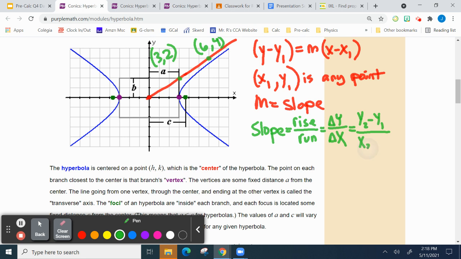And it doesn't really matter which points you pick. You just have to get it going the right direction. You want to use y2 and x2 as the more rightward point. The second point, x2, y2, should be the more rightward point.